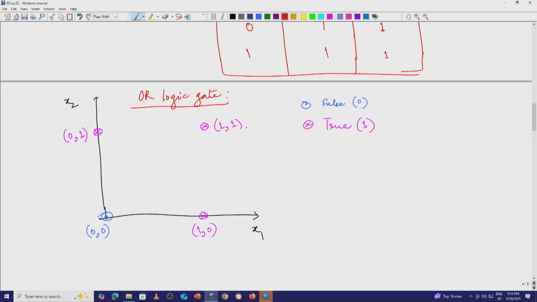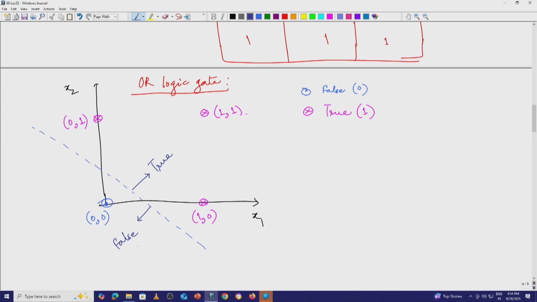Now, in the OR logic gate you can see that you can create a very simple linear decision boundary that can separate the true and the false points. Consider, for example, this straight line here. All the points to the right of this line are true, and all the points to the left of this line are false, right. So, this line here can act as a linear decision boundary.